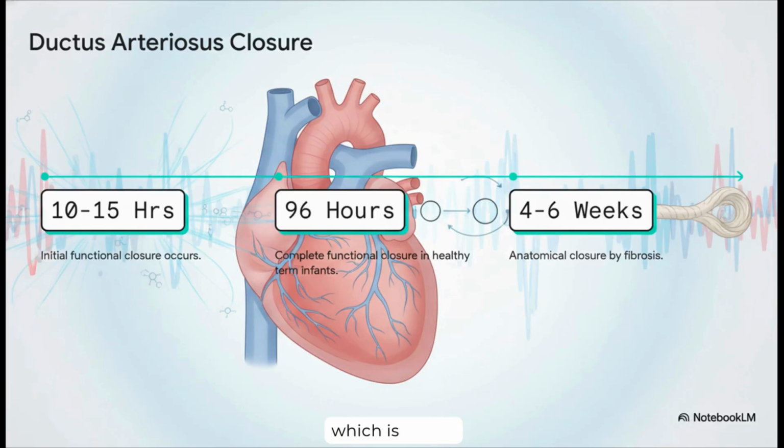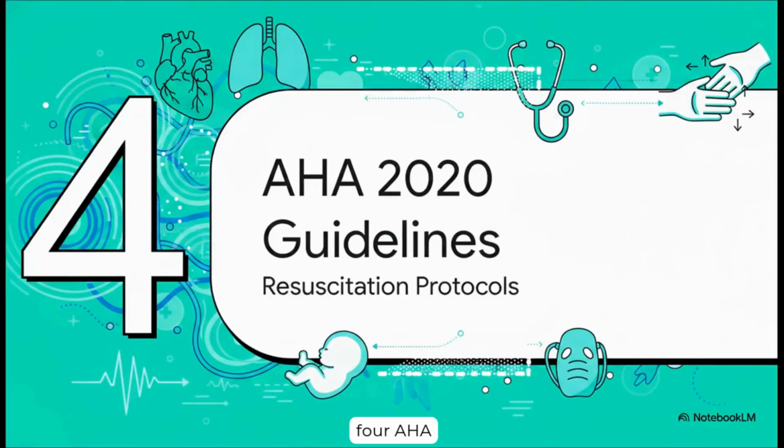Functional closure, which is driven by shifting pressures and the drop in prostaglandins, happens in a matter of hours, with 100% functionally closed by 96 hours in healthy term infants. It's basically the door swinging shut. But true anatomical closure, where the vessel actually epithelializes and fibroses into a solid ligament, takes an extended 4 to 6 weeks.